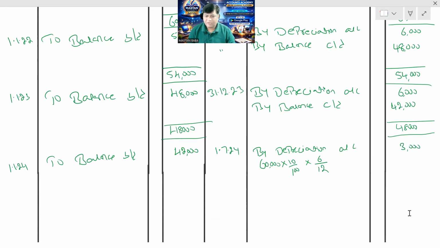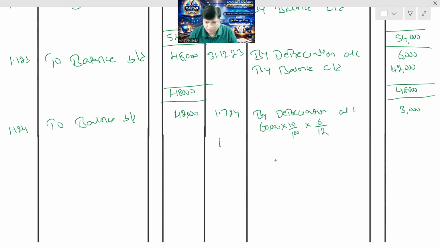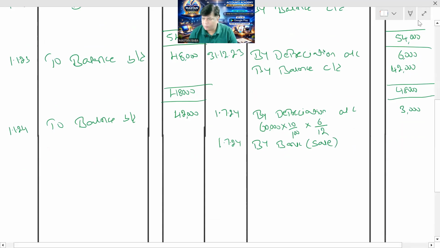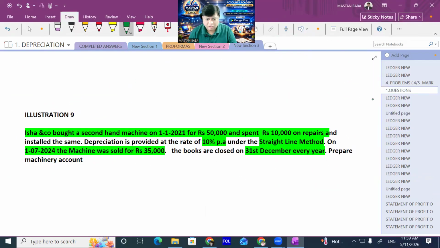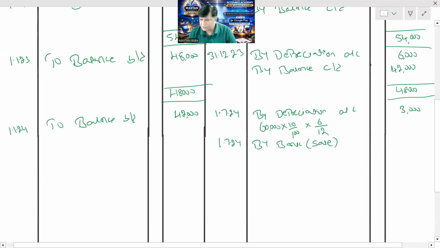సో ఇప్పుడు ఏం చేద్దామంటే ఈ ప్రాబ్లం కి ఫస్ట్ టెక్నిక్ చేద్దాం, తర్వాత వర్కింగ్ మోడ్ చేద్దాం. అంటే సేమ్ డేట్ రాద్దాం. 1/7/24 by bank, bracket లో sale. So hope you remember the question now. Once again, I'm sharing the question here. On 1/7/24, the machinery has been sold for 35,000. So 35,000 కి అమ్మేస్తున్నారు. So 1/7/24 by bank sale 35,000.